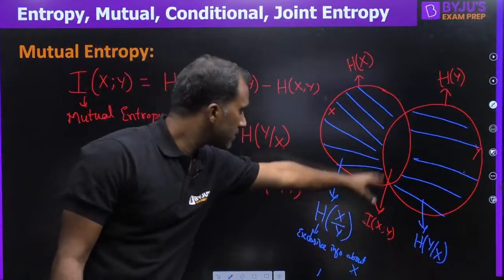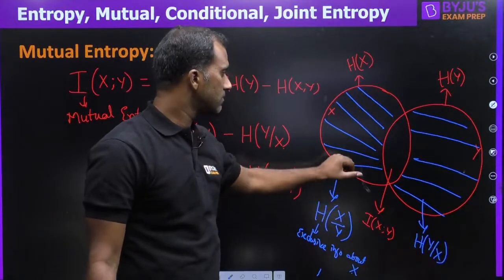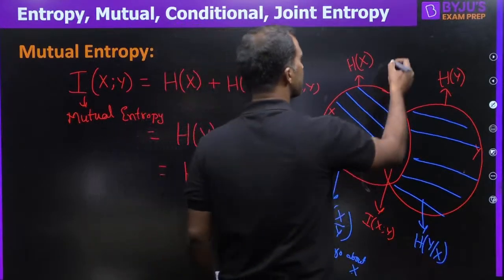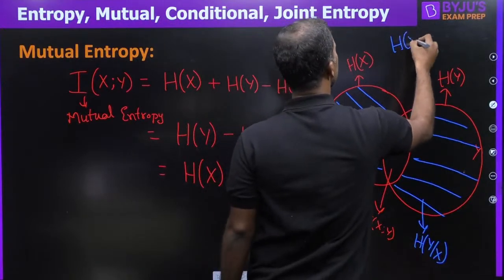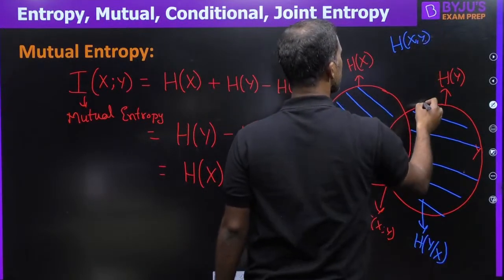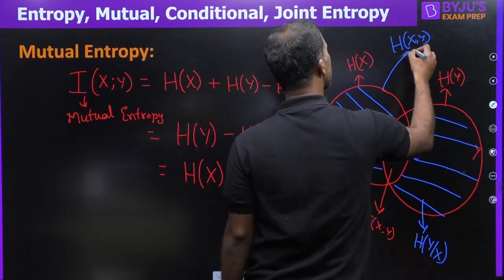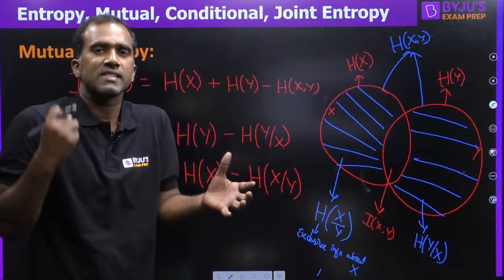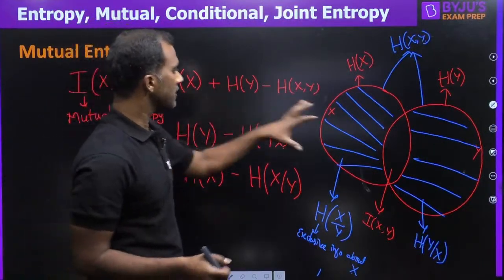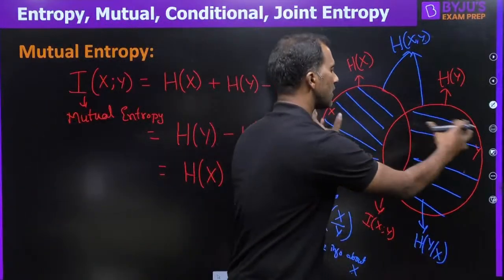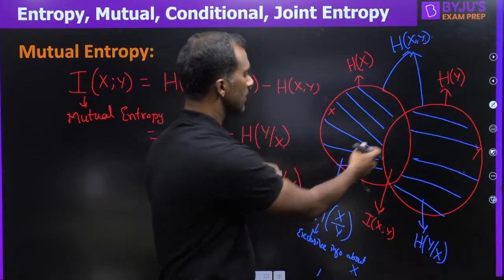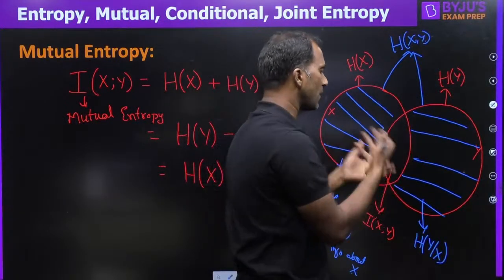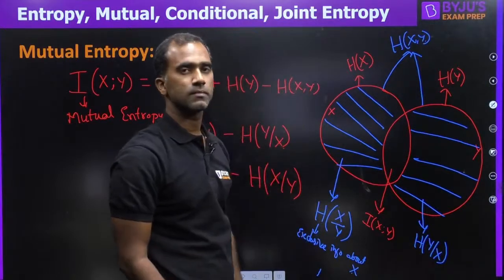So mutual entropy, the common information, joint entropy. Let's talk about joint entropy that we missed. H of x comma y: this total thing, these two circles together, we call joint entropy. It means all the information in x and y together. See this one, H of x plus H of y. When you are adding these two, you are adding this part, which is the common information, twice. So that's why we are subtracting it.